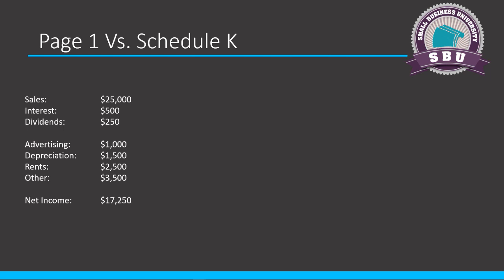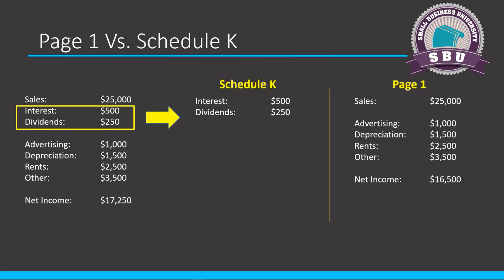different ways. The interest and the dividends that we see in the financial statement are going to have to be broken out onto the Schedule K, and the rest is going to go on page 1 of the tax return. Okay, so here's how that works. The Schedule K gets the interest and the dividends, right here. This part of the income statement gets peeled out and put here. And then everything else gets peeled out and put over here.